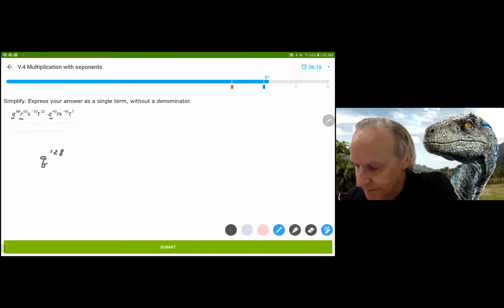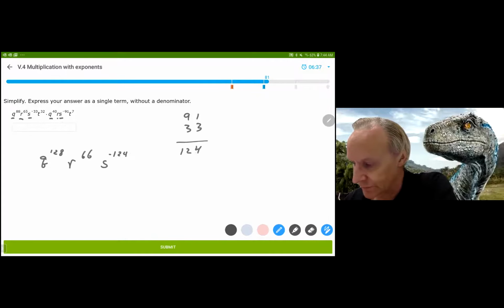We've got an r to the 65th and an r, so that's going to be r to the 66th. We have an s to the -33 and an s to the -91. When we put those together, we get s to the -124, I believe. We're talking about 33 and 91, which of course is 124, and they're both negative. And then we've got a t to the 32 and a t to the 7th, which gives us t to the 39.